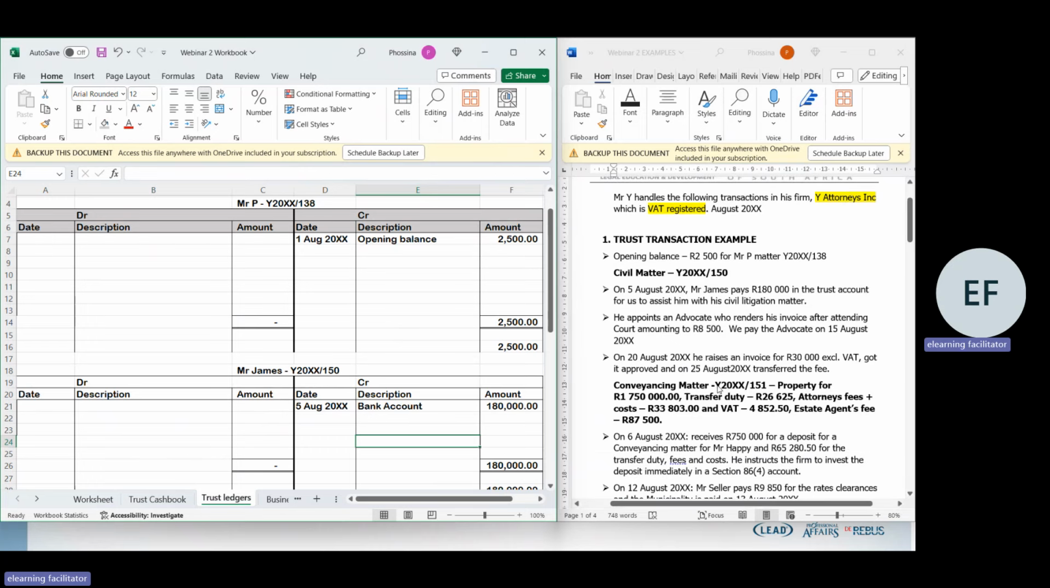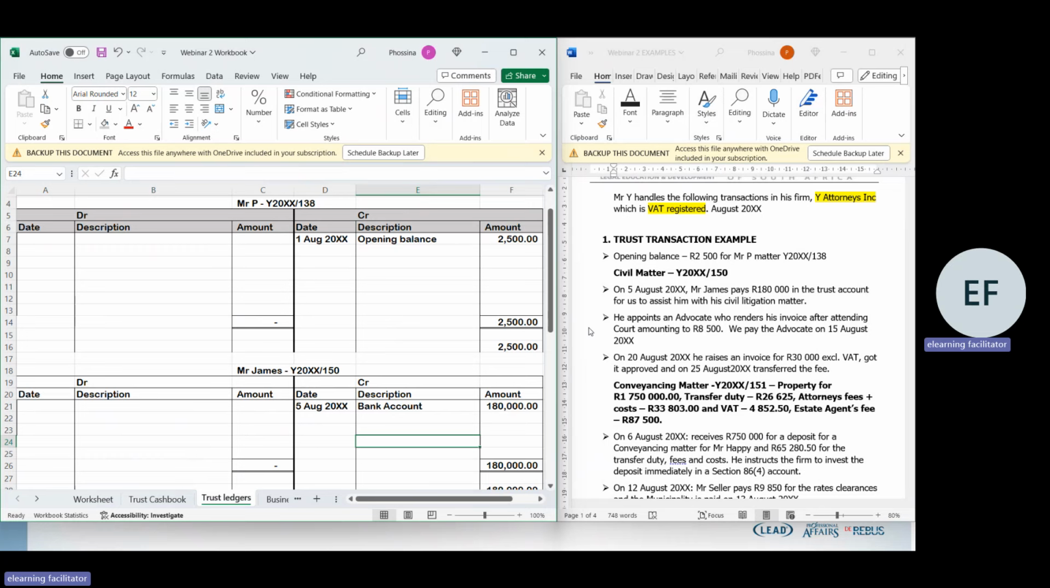Okay, and then let's proceed with the matter of Mr. James. I'm going to deal with these matters according to matters, not according to dates, because if I want to do according to dates, I have to jump from one matter to the other and see which one occurred first. But in your answers, you can always sort the transactions afterwards, chronologically, because accounting systems sort transactions chronologically. But when we are doing it manually in Excel or writing it, it is usually difficult.